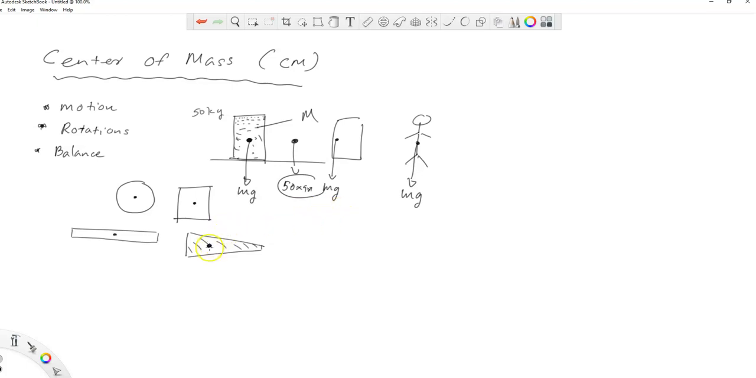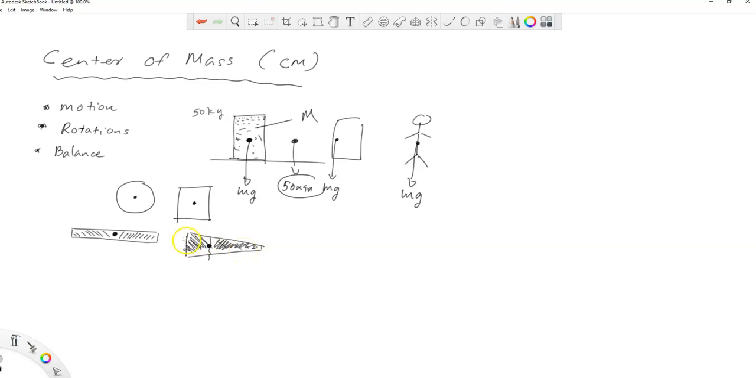This is the point where the mass is evenly distributed on both sides, right? If you take this point on this linear object, we can say the amount of mass on this side is equal to the amount of mass on this side. Same thing here. If we divide along this point, the amount of mass on this side should be equal to the amount of mass on the other side. So that's the idea of center of mass.